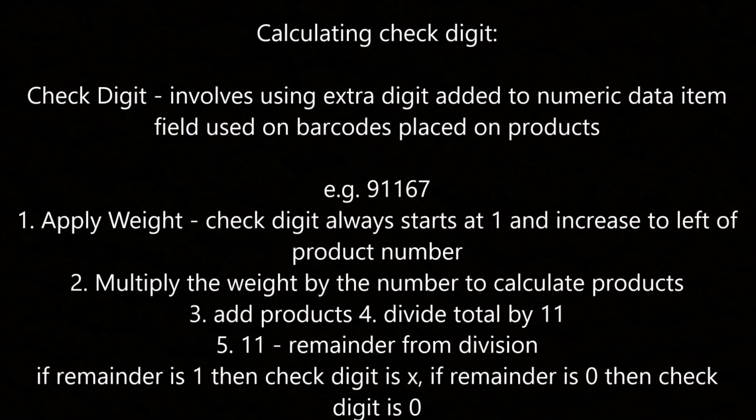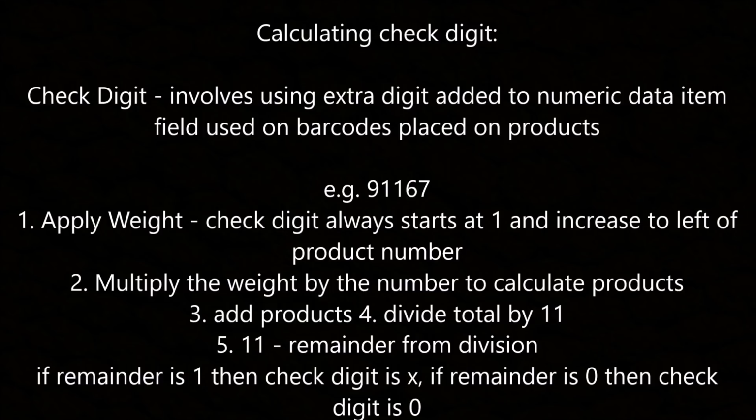Calculate and check digit. A check digit is an extra digit added to a numeric data item field, used in barcodes placed on products. An example would be 91167. So first you apply weights, and the check digit always starts at 1, and then you increase to the left of the product number. Then you multiply the weights by the number to calculate the products.